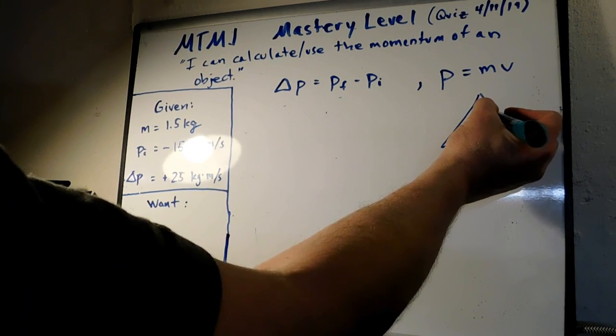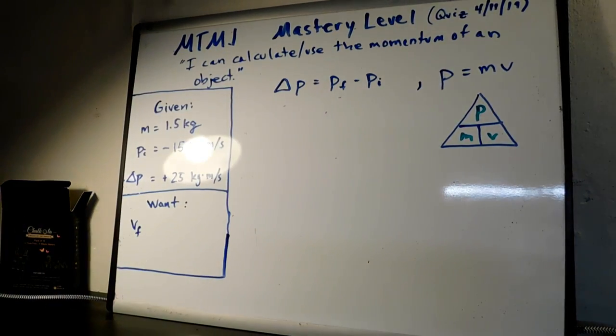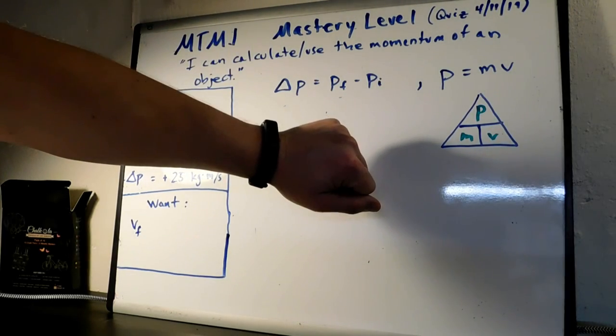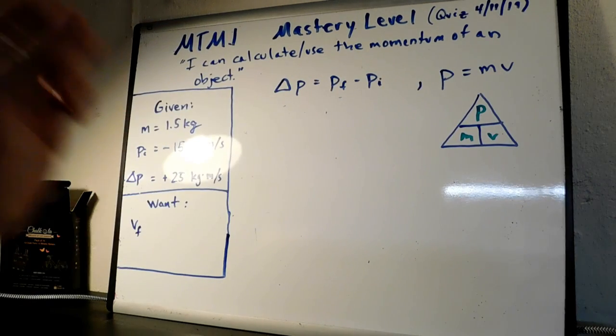P, M, V. So let's check to see if we're right. I know that P equals mv because that's the equation I'm starting from. I cover up the P and I see that it equals m times v, so that checks out.